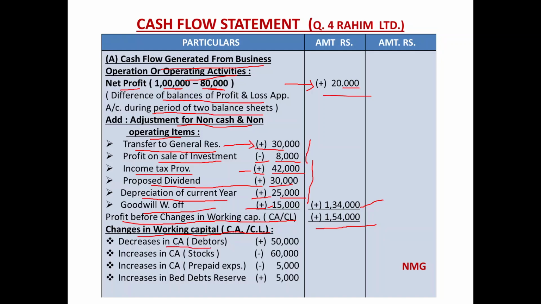Decrease is in CA, namely debtors. Decrease is the cash flow plus 50,000. Increase is in CA, namely stock. Increase is the cash flow minus 60,000. Increase is in CA, namely prepaid expenses. Increase is the cash flow minus 5,000. Increase is in the bad debt reserve. Increase is the cash flow plus 5,000.